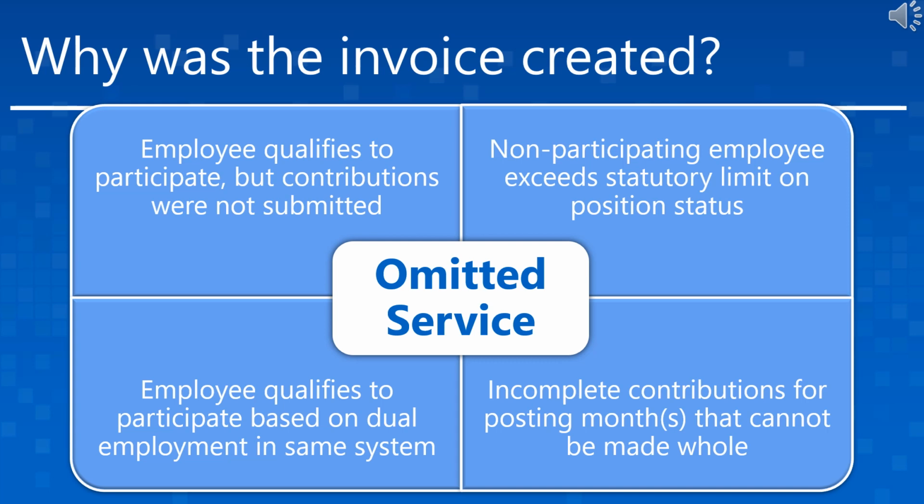This omitted service may be discovered by the employer, who should alert KPPA to the issue, or during an internal KPPA audit of the member's account. While there may be a variety of situations, the common factor that causes KPPA to create an omitted invoice is that the employer is unable to correct the situation via the monthly report. When an omitted invoice is generated, the employer and employee will receive separate invoices billing for the respective contributions for the misreported salary.